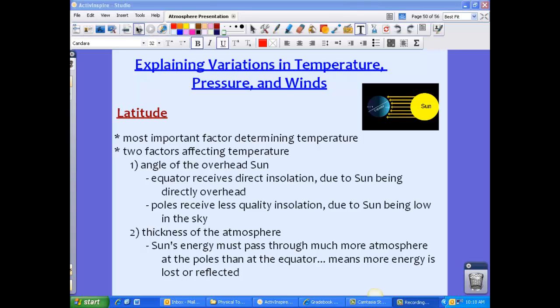The second factor that affects the temperature is the thickness of the atmosphere. So we have the sun's energy having to pass through much more atmosphere at the poles than at the equator. And this means that more energy is actually going to be lost or reflected. And that's due again to that angle that the sun's insolation or the sun's rays have to come in. So these two factors will affect the temperature, and that's all because of the latitude. So latitude is extremely important in this case.